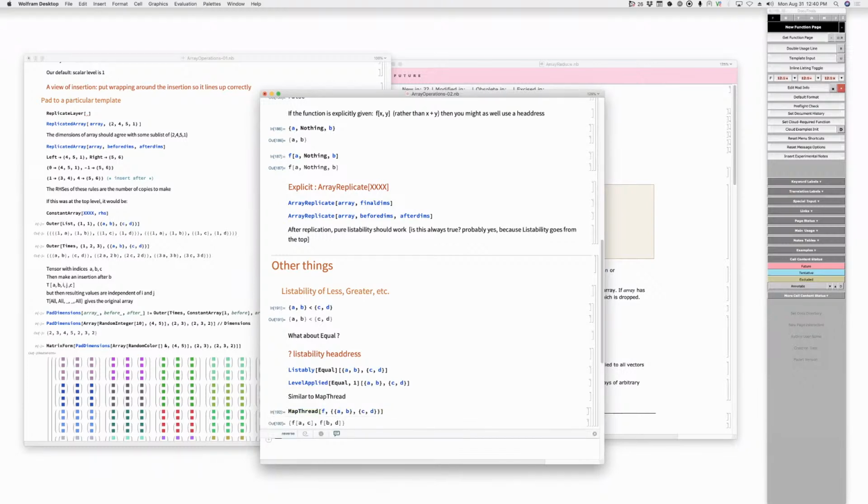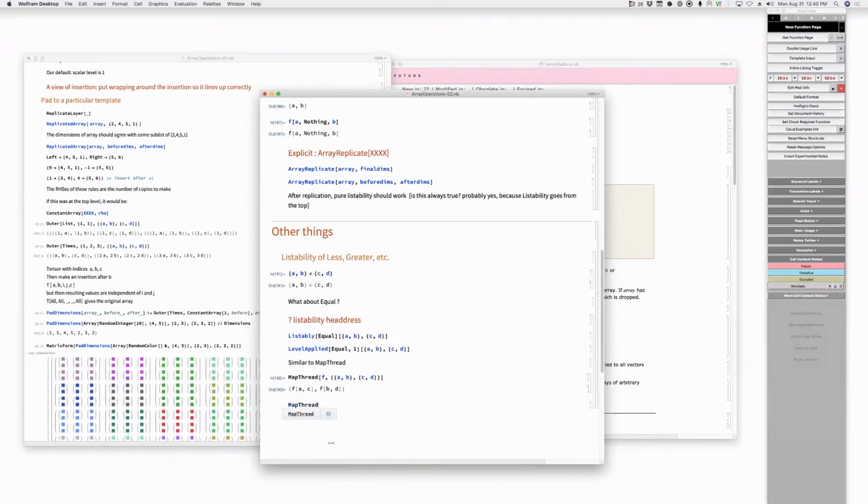Okay, that's that. Right. But does map thread have an operator form? No, I don't think so. Yeah. Oh, it did. Yeah. Okay. But of course, it can't have a level spec. Right.